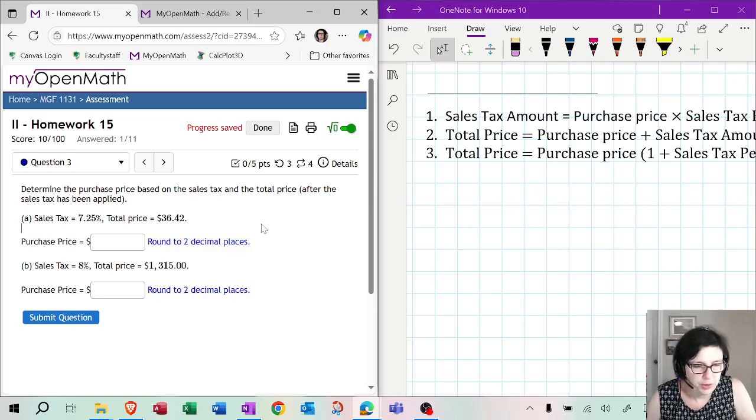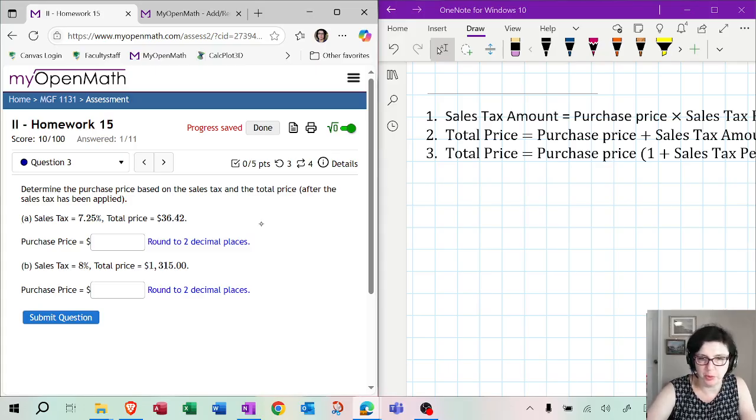Okay, guys, in this video, we are going to look at the hardest case here. That's where you actually want to know what was the price before taxes, given that the total price is a certain value and we also know the sales tax percent. So this is where we need this third formula. Let's see if we can substitute what we know.